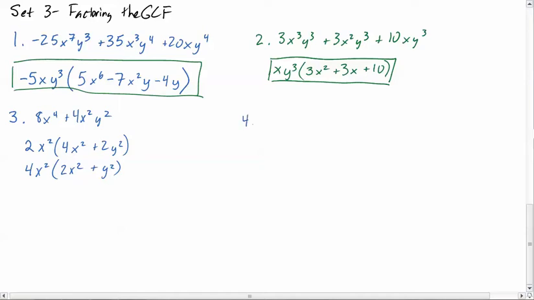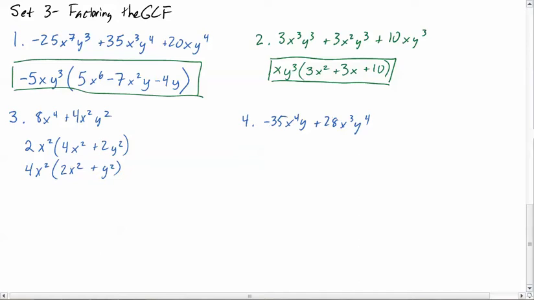On to number 4. Number 4 will look like this. Negative 35 x to the fourth y plus 28 x to the third y to the fourth. We're looking for a greatest common factor. What goes into both 35 and 28? Well, what goes into 35? I guess 7. Oh, 7 goes into 28 as well. How about that? Now recognize that there is a negative in front of the leading coefficient. And so we really want to take out that negative.